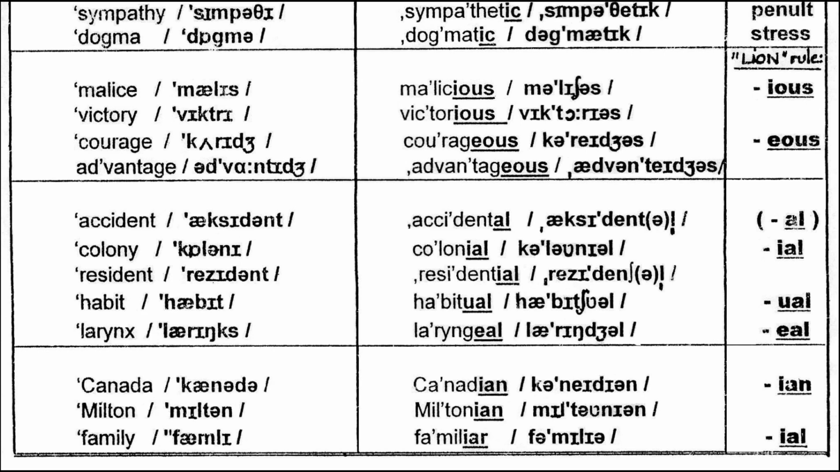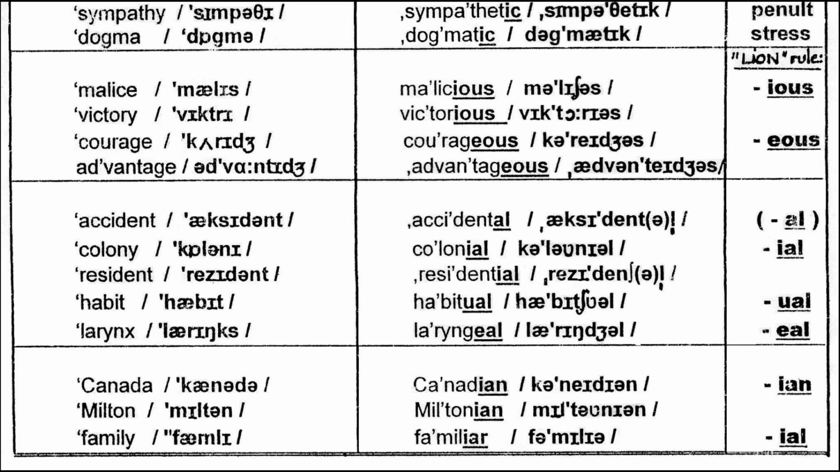The next word, the last word in this line, is the word larynx. When we add the stress shifting suffix, which is under the line rule, eal suffix, it becomes laryngeal. So a stress shift. And here again, we don't have a change in vowel quality because the word is short. It used to be only two syllables.